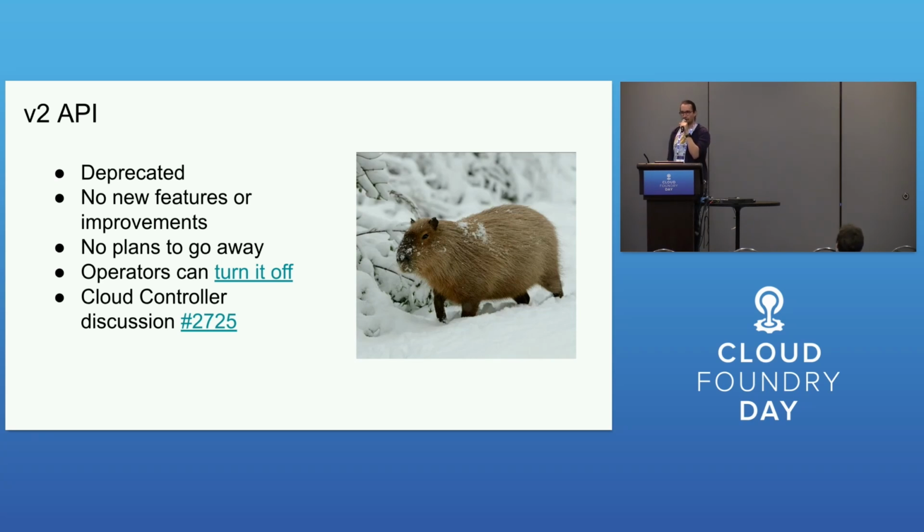So if you're an operator and you're having problems with the V2 API, and you're fairly confident that none of your users actually want or need to use the V2 API, then there is a manifest property that you can use to disable it. For right now, the authoritative source and discussion point for V2 API related topics is Cloud Controller discussion number 2725, where I basically lay out a lot of this. If you have any further questions or follow-ups, go check out that discussion thread, which will be the centralized place for talking about the future of V2.